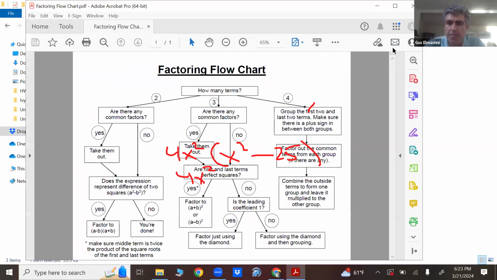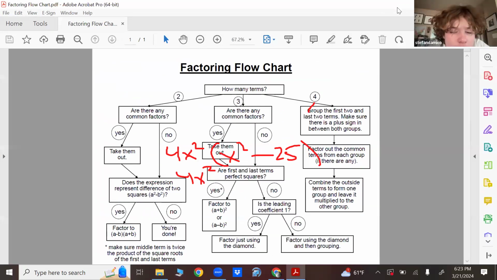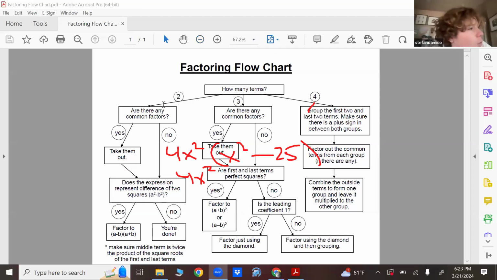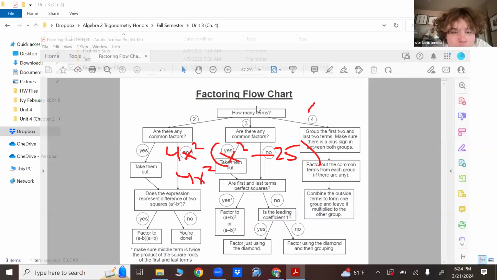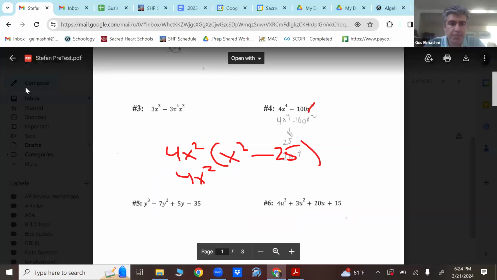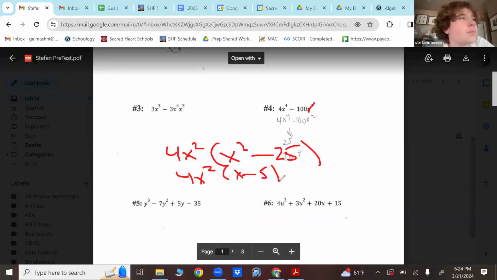Yeah, we have 2 terms, or the common factors. Did I pull them out? I did. Is it a difference of 2 squares? A squared minus b squared. Are x squared and 25 perfect squares? They are. So you break it down as x minus 5, x plus 5, because it won't be complete otherwise. So you definitely have to know this flow chart really well so that you take the right action.